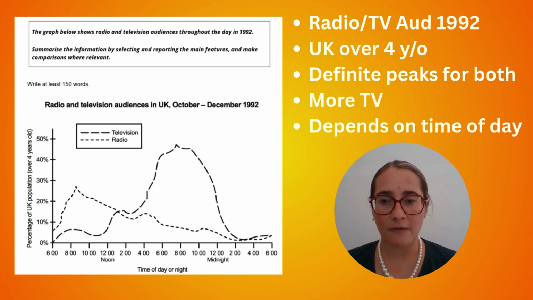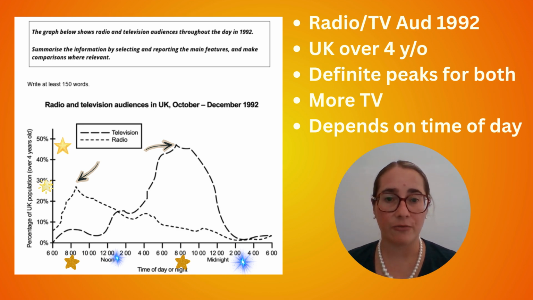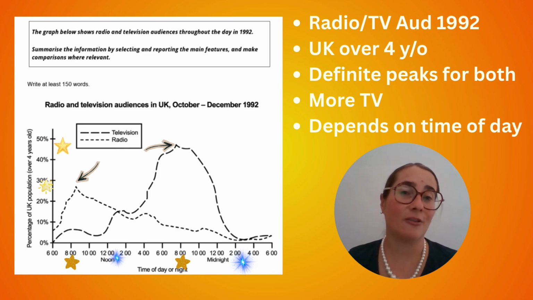I've marked a few of the key parts of the data in the graph. So there are definite peaks for both, which is good for my comparison. And also, you can see overall more people tune into television than they do to radio, and it's very dependent on the time of day. So you can definitely see more people in the morning are tuning into the radio, and in the evening, more people are tuning into television. So this only took me 2 to 5 minutes, and by making these observations, it's going to make the writing much easier.